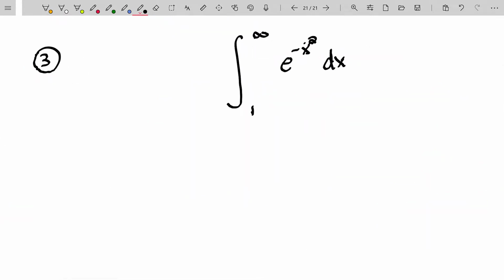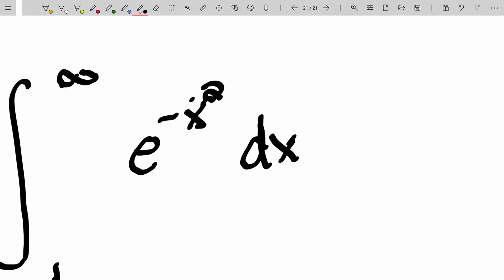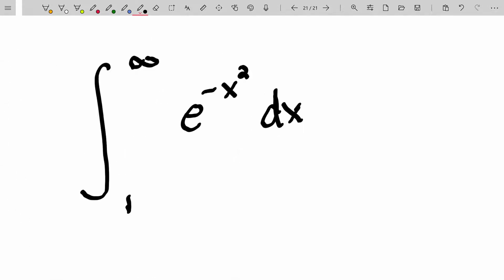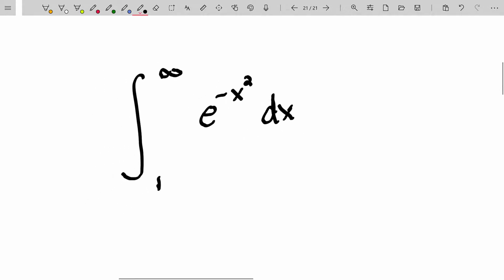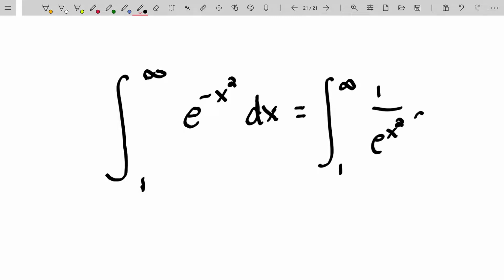Now let's move into a less basic example. It's still not too terrible, but it's still important enough to talk about. The integral from 1 to infinity of e to the negative x squared. And sorry, my ink is a little bit wild today, so let me clean that up. Now, if you think about that, intuitively, we should know that will converge because that's the same thing as the integral from 1 to infinity of 1 over e to the x squared dx.